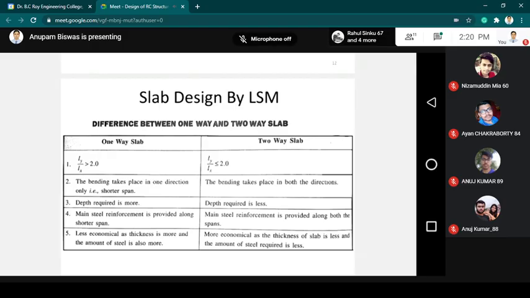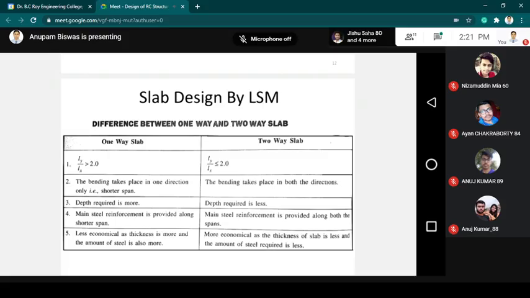So from here it is clear which one will be more economical and which one will be less economical. For the one-way slab, because of the Ly by Lx ratio being more than 2, there will be more requirement of depth, so there will be more requirement of materials, and that is why it is less economical. The thickness is more, and due to the maximum bending moment, the reinforcement required is also more. So compared to a two-way slab, a one-way slab will be more expensive, that is, less economical.